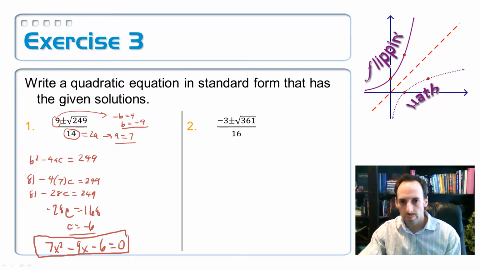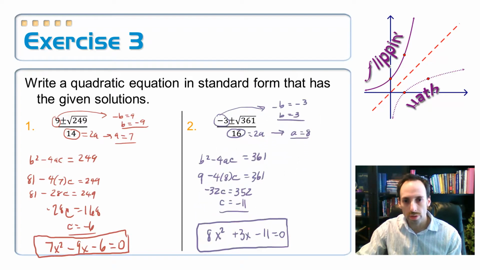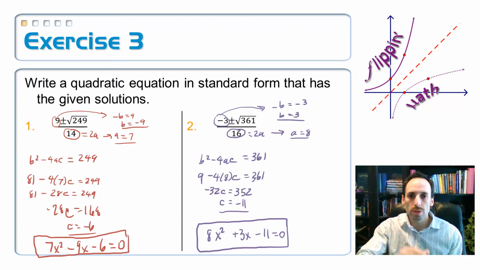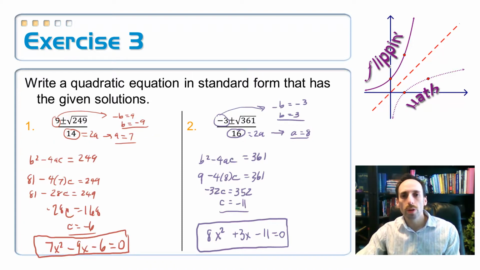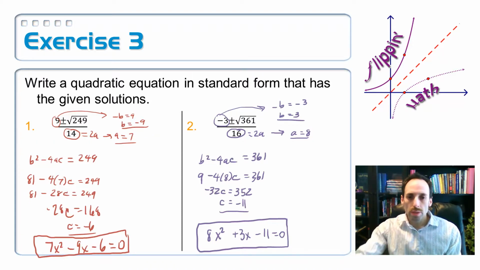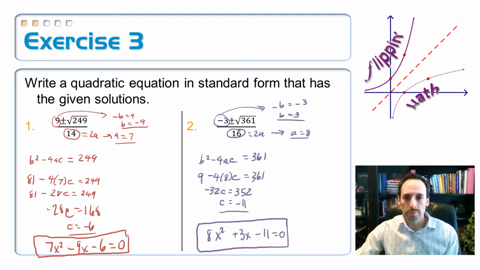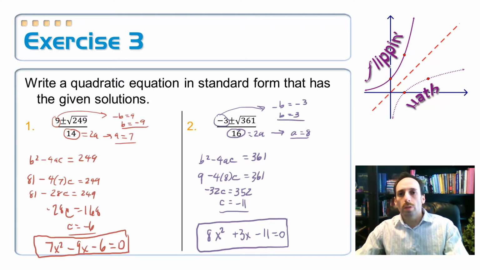Alright, what do you think? What do you think the answer is? Is it this? 8x squared plus 3x minus 11 equals 0. Alright, so if we take that 16 that's down there at the bottom, set it equal to 2a, just divide both sides by 2, we get 8 for a. Negative 3 up at the top, that's equal to negative b, so b must be 3. Now I take that 361, set that equal to b squared minus 4ac, stick in my a and my b, solve that for c, I get negative 11. Alright, that'll do it for now.